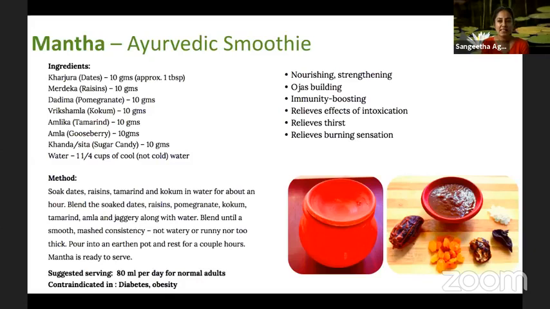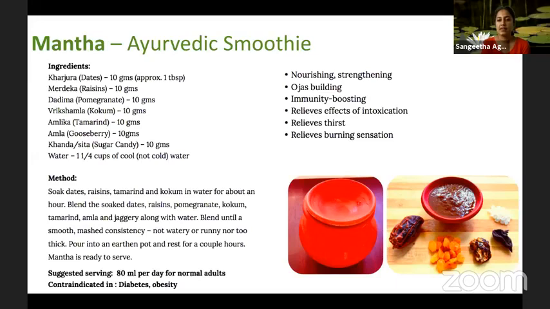So I've listed the ingredients here. You need dates, raisins, pomegranate, and then you need kokum. This might be hard to find. You can find them in Indian grocery stores.